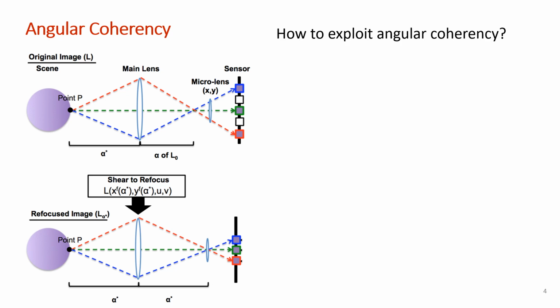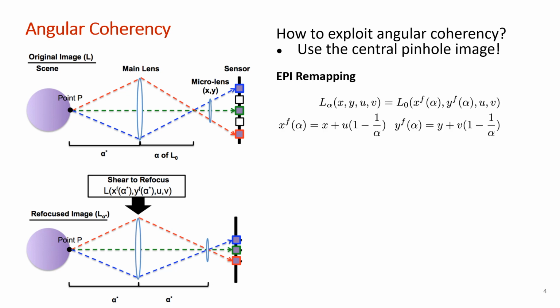But how can we exploit this angular coherency? We use the central pinhole image. To shear the full 4D light field image in order to refocus it to a depth alpha, we remap the light field as follows, where L is the input light field image, L alpha is the refocused image, and XY are the spatial coordinates, while UV are the angular coordinates. The central viewpoint is located at UV 0, 0. Hence, given the depth alpha star for each spatial pixel x, y, we calculate L alpha star by refocusing each spatial pixel to its respective depth.